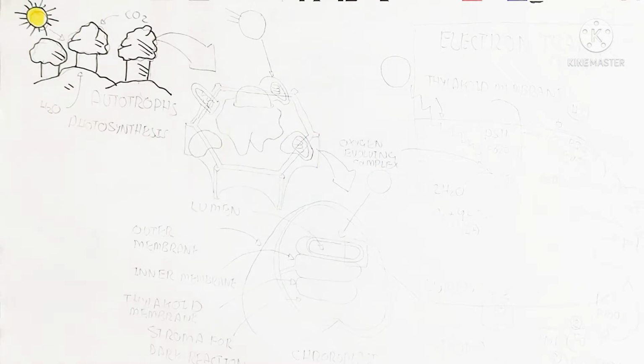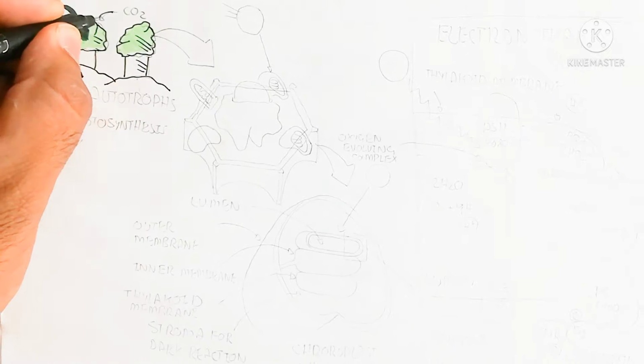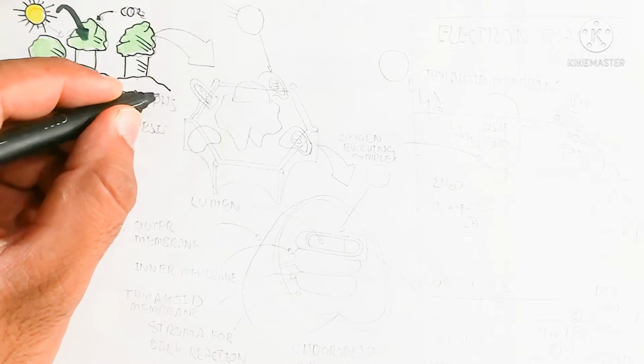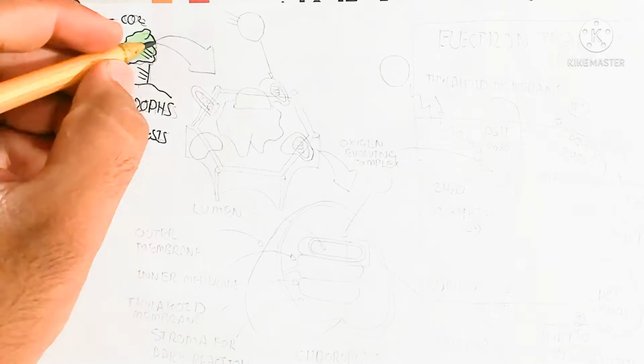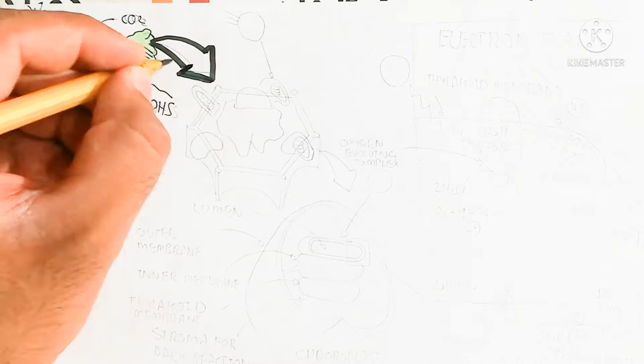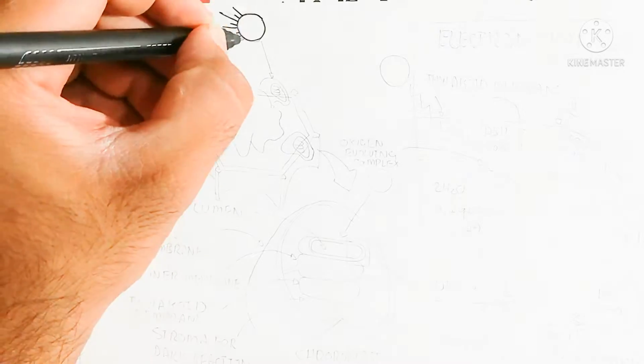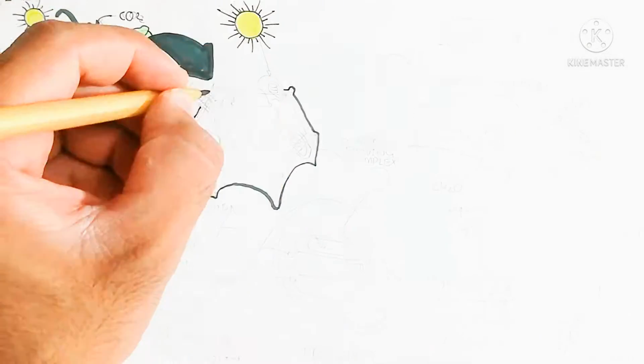Hello, in this video we will discuss photosynthesis and the production of glucose and starch. Let's begin by understanding the whole steps and processes. So here are the autotrophs. This is the photosynthetic plant. It is an autotroph, it produces energy.